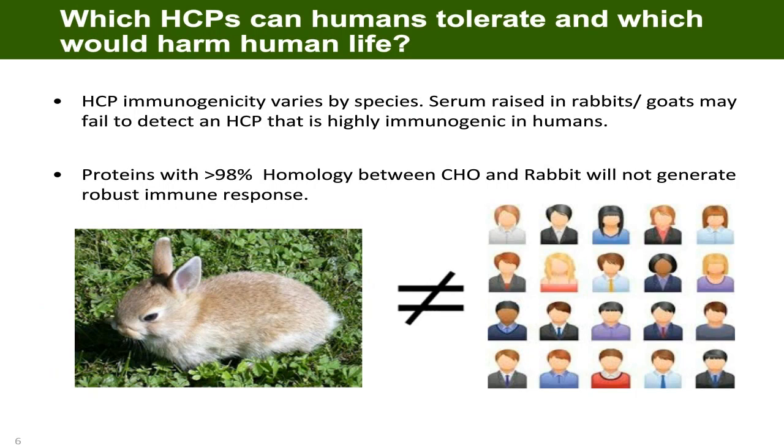So which host cell proteins can humans tolerate and which would harm human life? This is really the big question. And one of the things that we rely on is the immune system of our host organism to generate an ELISA reagent. However, the immunogenicity towards these host cell proteins varies by species. Serum raised in rabbits and goats may fail to detect a host cell protein that is highly immunogenic in humans. Any protein with greater than 98% homology between CHO and rabbit will not generate a robust immune response. And the picture here just illustrates that rabbits are not equal to people.